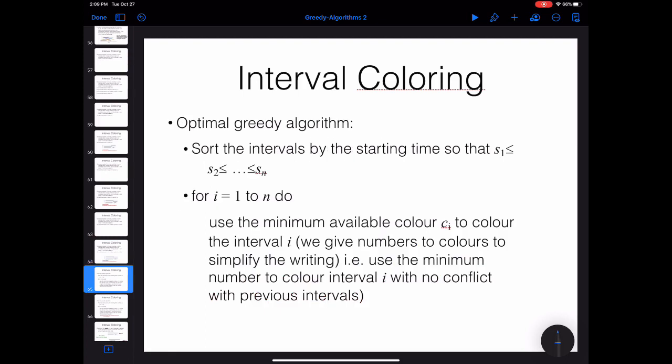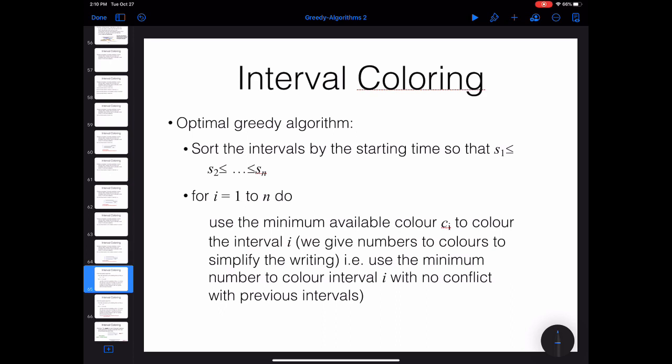And the last strategy was to sort the intervals based on the starting time. Okay, and this is going to be optimal. I can't find any counterexample for this one. That's why I need to prove that this is going to give me the optimal answer.